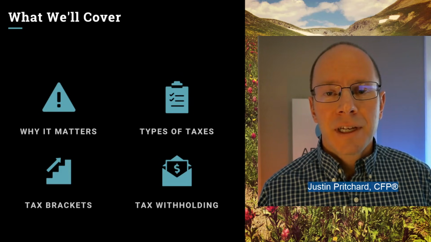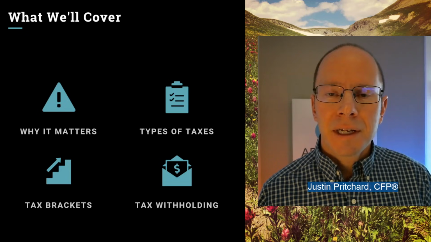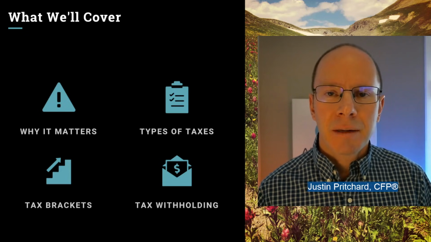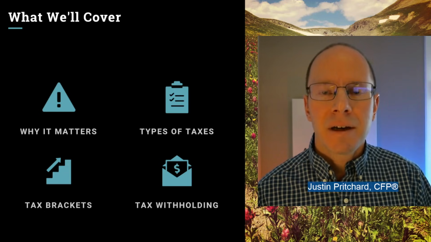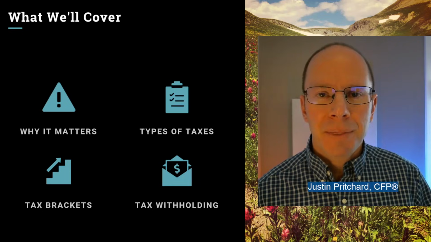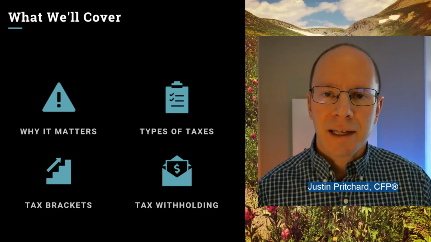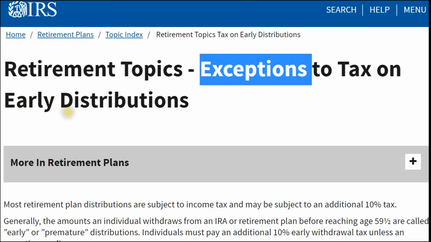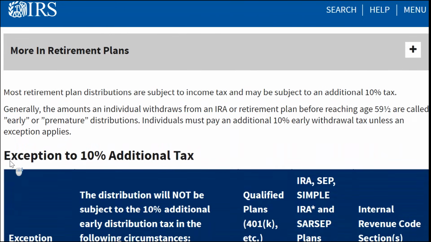Let's talk briefly again about the early withdrawal penalty. Again, that's under age 59 and a half for most people. It's an extra 10% that goes on top of any income tax due. But there might be some ways to avoid that tax penalty. The IRS has several exceptions that allow you to skip the penalty, so you definitely want to research that.